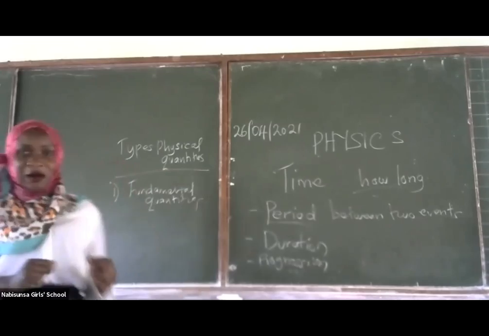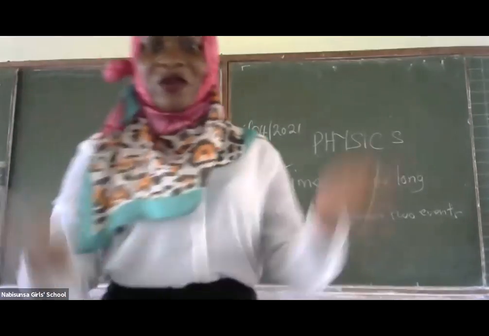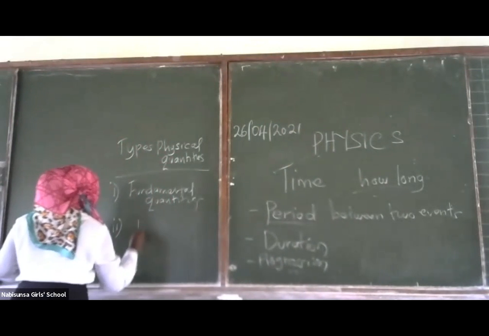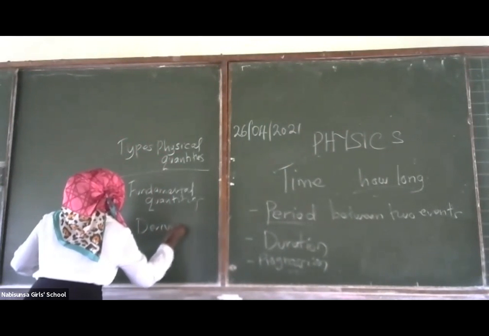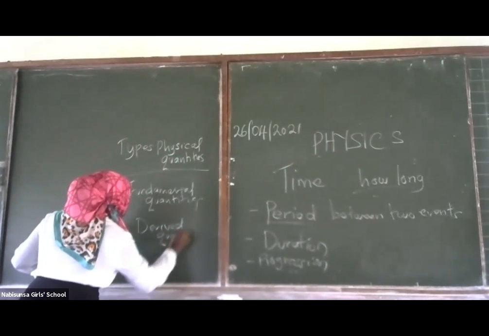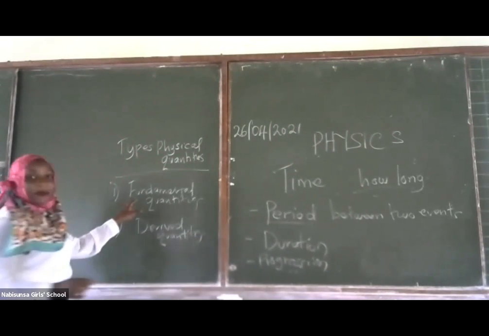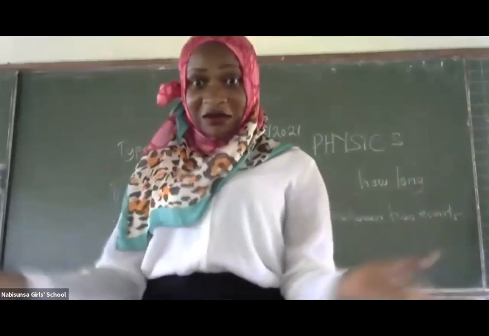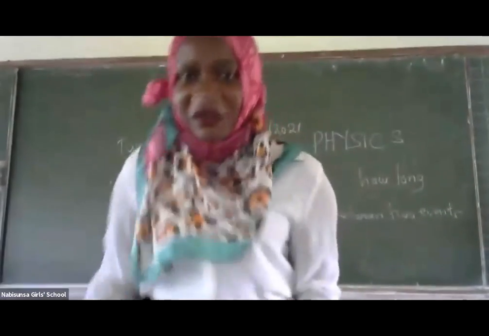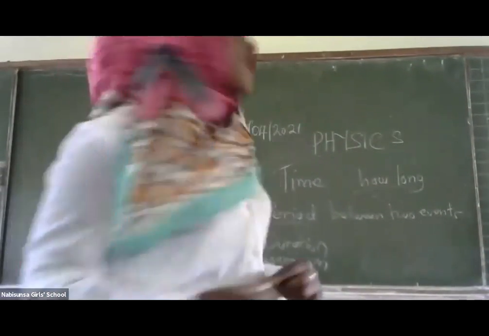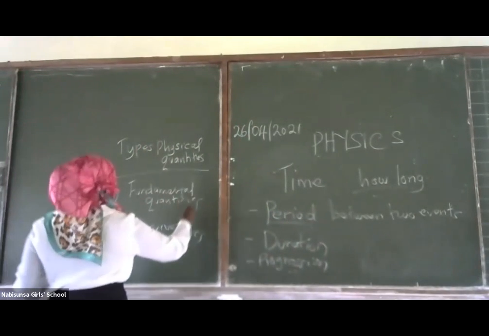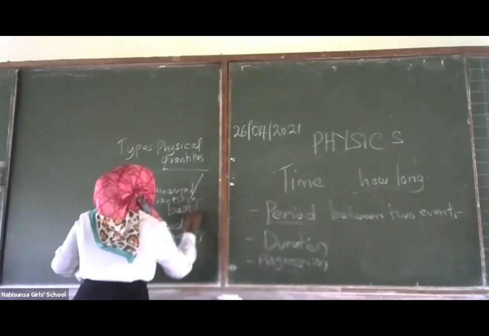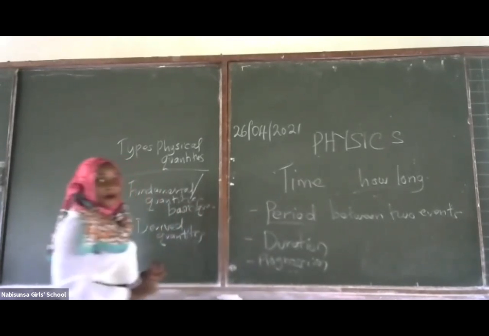Someone to remind us the other one. Derived quantities. Thank you. I'm receiving so many answers. We have derived quantities. We say these are the quantities we use to obtain the other quantities, don't we? Basic quantity. Someone is telling us basic quantity. Fundamental quantities or derived quantities. Is that okay?